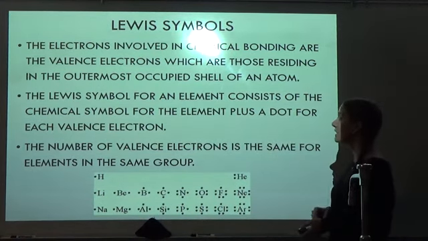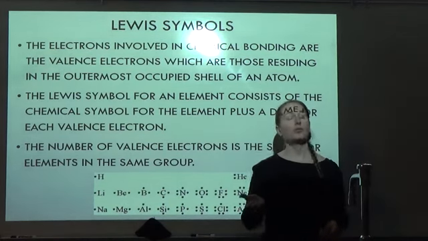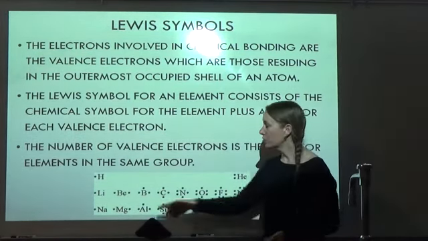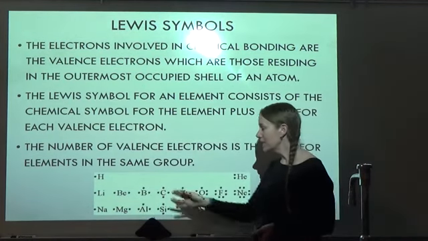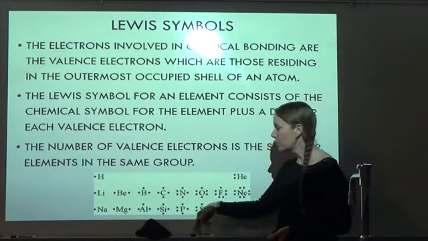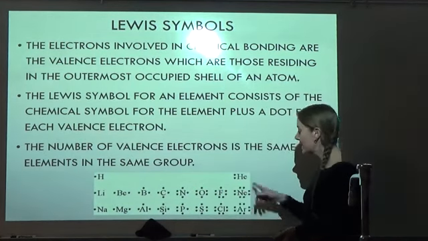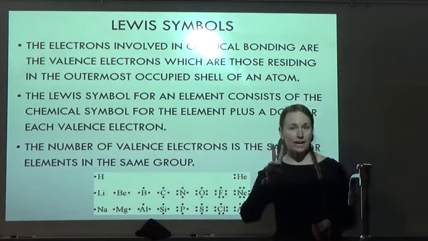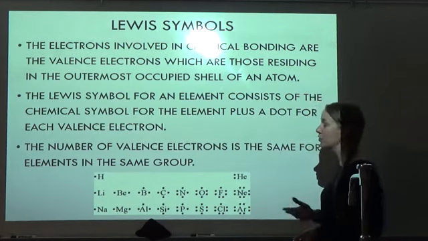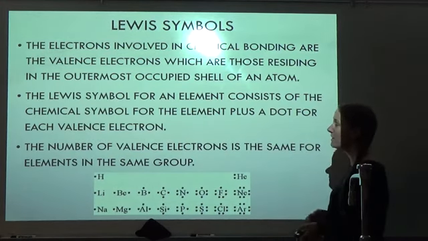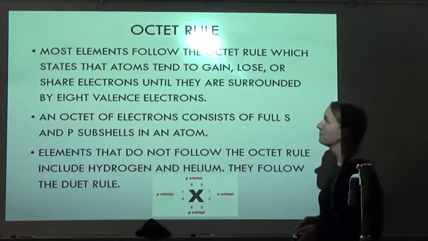The number of valence electrons is the same for elements in the same group. So remember, group 1 has 1 valence electron, group 2 has 2. We skip the transition metals. Group 13 has 3, 14 has 4, all the way through group 18, which has 8, except for helium, which only has 2. Even though it's in group 18, helium only has 2 electrons total, so it can't possibly have 8 valence. So you can tell how many valence electrons by looking at what group it's in.